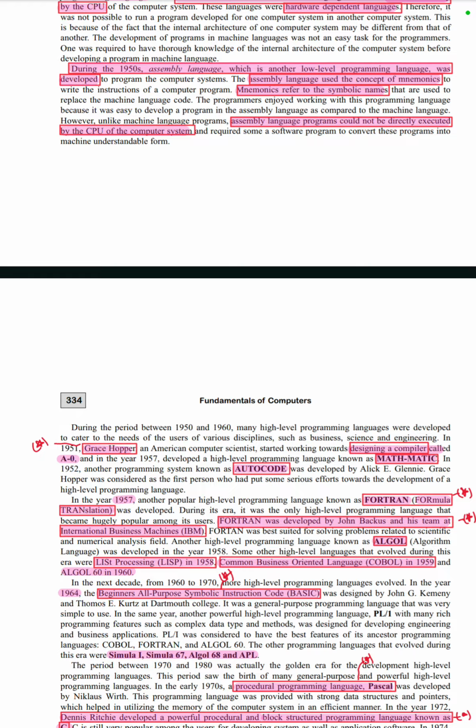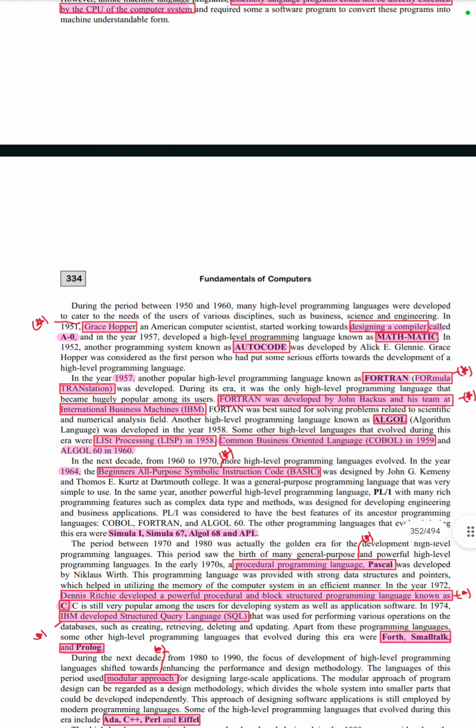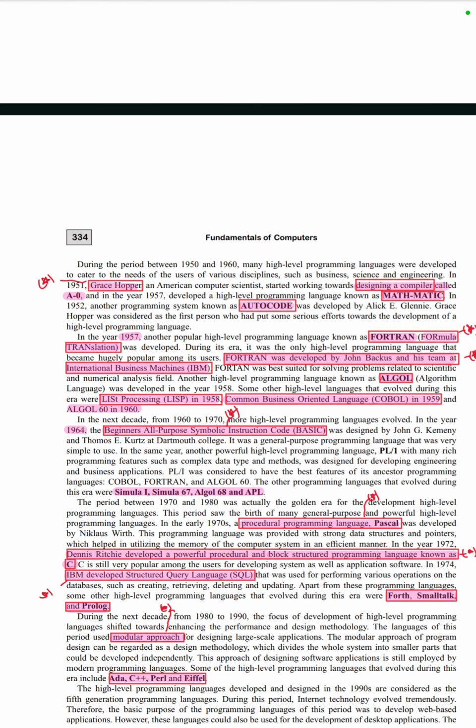Algorithm language. Some other high-level languages that evolved during this era were list processing (Lisp) in 1958, Common Business Oriented Language (COBOL) in 1959, and ALGOL 60 in 1960. In the year 1964, Beginner's All-Purpose Symbolic Instruction Code (BASIC) arrived, followed by Simula 1, Simula 67, ALGOL 68, and APL.